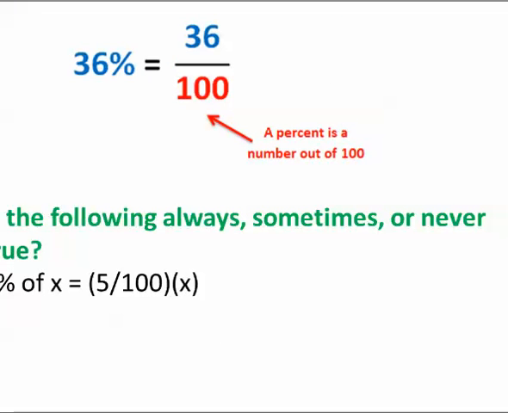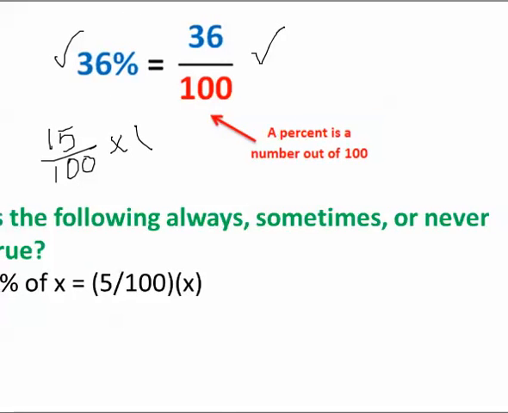So percent is very much a fraction. Percent means out of 100. So if I say 36%, I'm truly saying 36 out of 100. If I want to know 36% of a number, then I can multiply that number times 36% or times 36 over 100. So when I'm trying to find what's 15% of a number, then I write 15%, and I can write it as a fraction, times whatever number it is I'm trying to get the percent of.